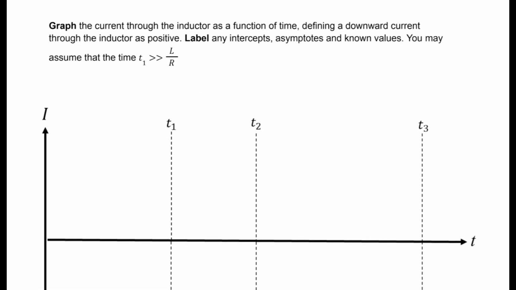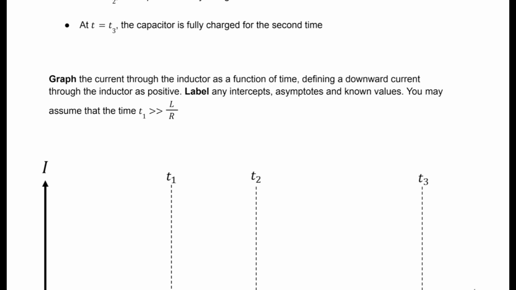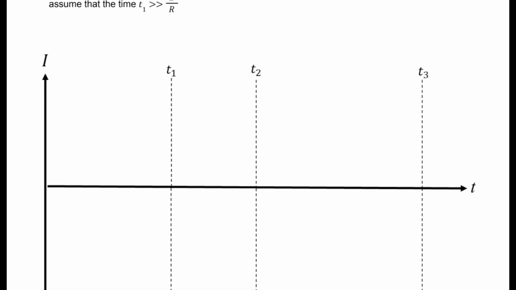So we're going to graph this situation. What I know for sure is that since it gives us that we're flipping the switch at a time much, much bigger than L over R, we're assuming this steady state current is reached. So I know that inductors are going to block current at the start because there is no current originally, so it blocks the current. But then at T1, I need to have this sort of maximum current that's reached.